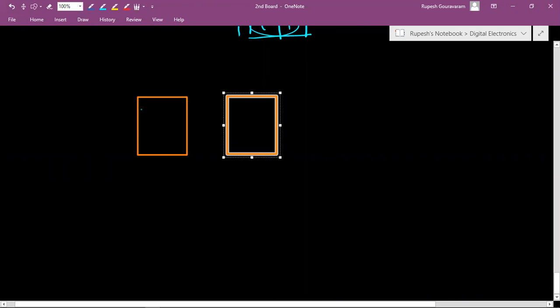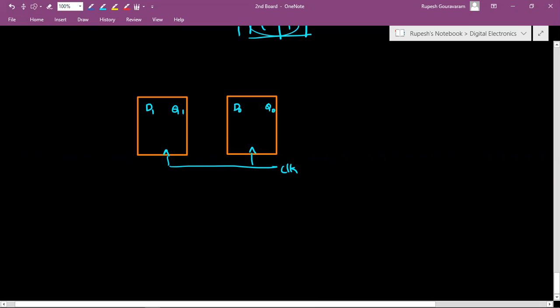So one is D1 and the second one is D0. This output is Q1, this output is Q0. From the above table, both are connected to the same clock. This should always be there. Without a clock, none of these circuits will work. Every flip-flop requires a clock.